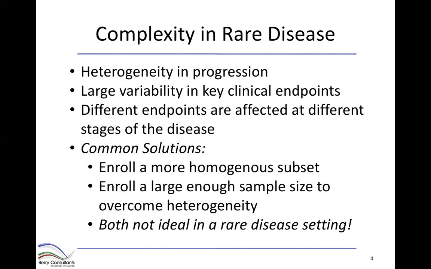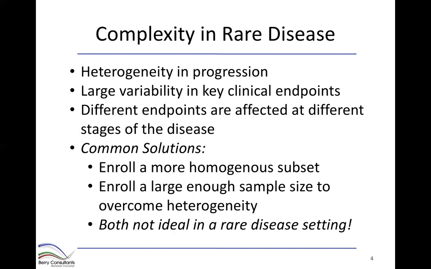Different muscles in GNE myopathy may be affected at different points in the disease, as mentioned earlier, and this causes a lot of trouble in being able to adequately power clinical trials. So common solutions, as I alluded to earlier in DIAN, is to enroll a more homogeneous subset, so maybe only enroll subjects who are actively progressing on the key cognitive endpoint that we're looking at. Another common solution would be to enroll enough subjects to overcome any heterogeneity that we may see. And of course, both of these solutions are not ideal in the rare disease setting.